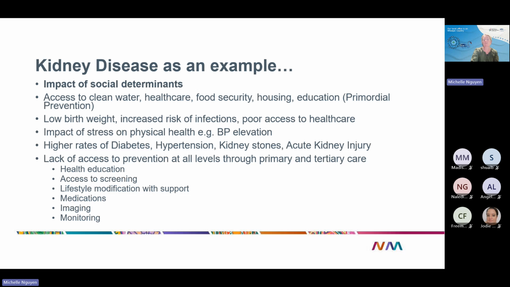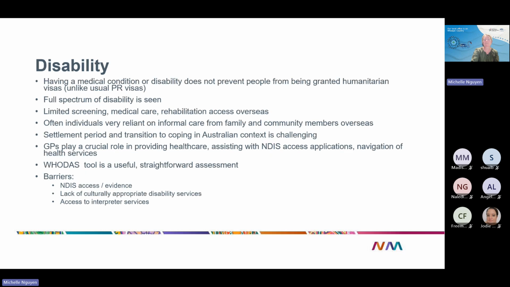So we know that stress itself can increase blood pressure. There's also high rates of diabetes, hypertension, kidney stones, high risk of acute kidney injury from acute illness, which maybe isn't treated as thoroughly as it may be in Australia, and really lack of access to prevention at all levels through primary and tertiary care. So health education, access to screening, lifestyle modification, medications, imaging, monitoring, all the things that we would usually do to manage kidney disease. So it's just to consider that in your refugee clients.